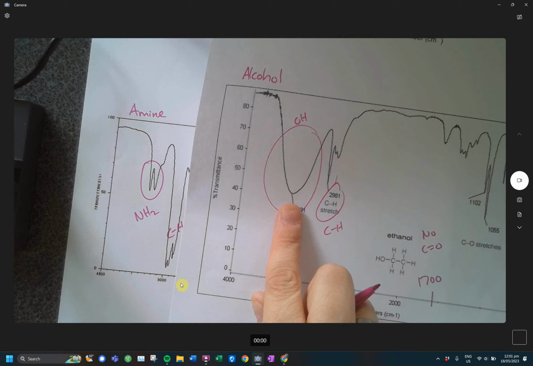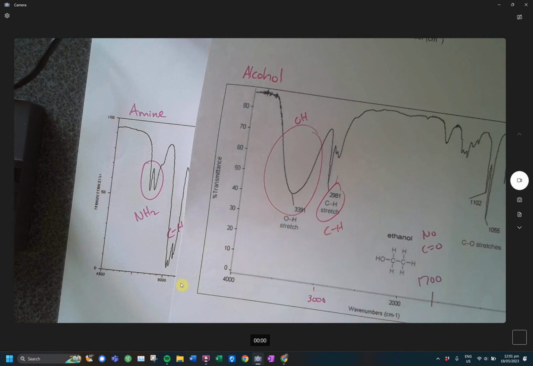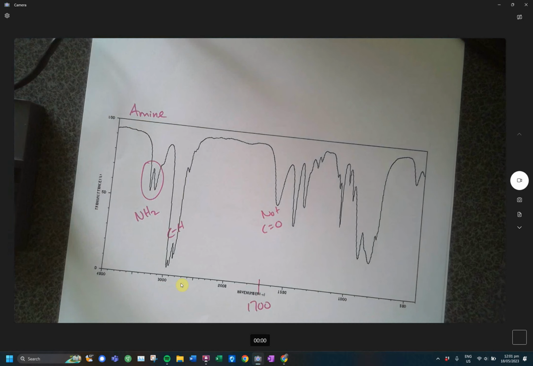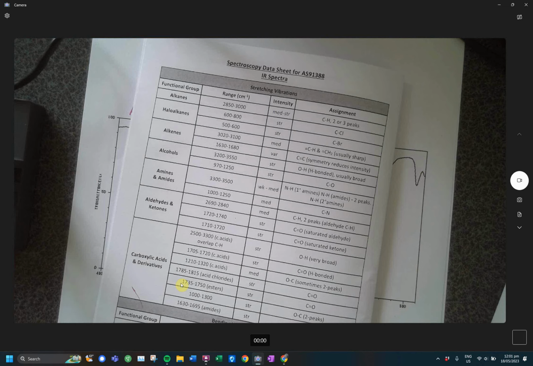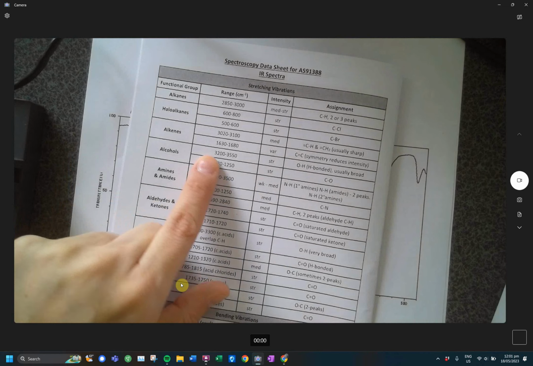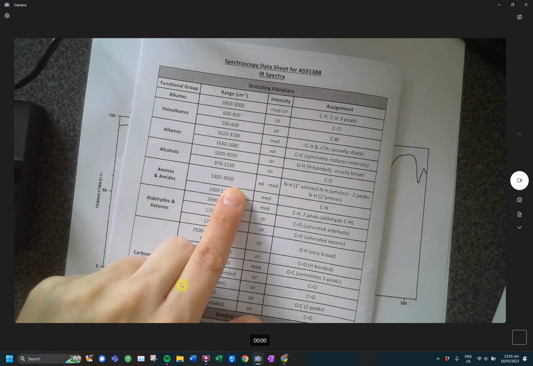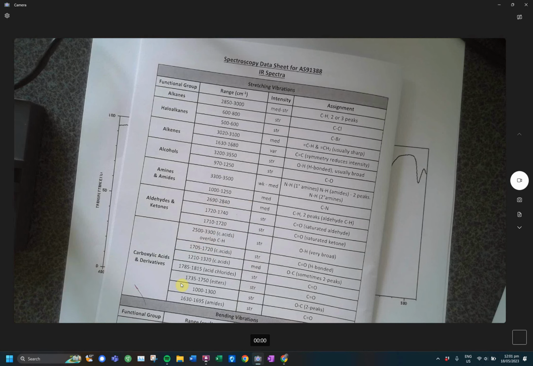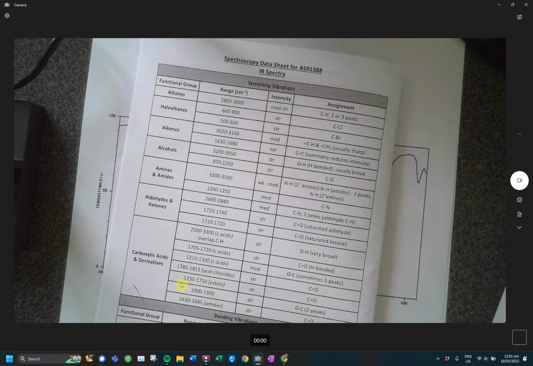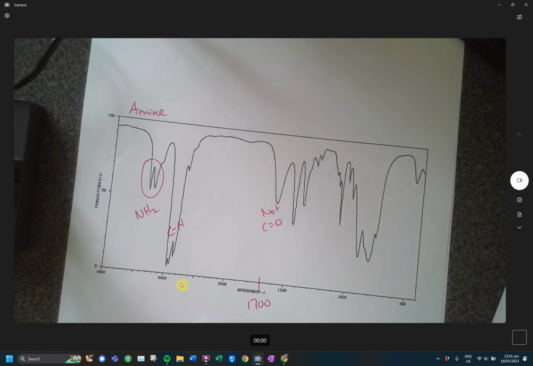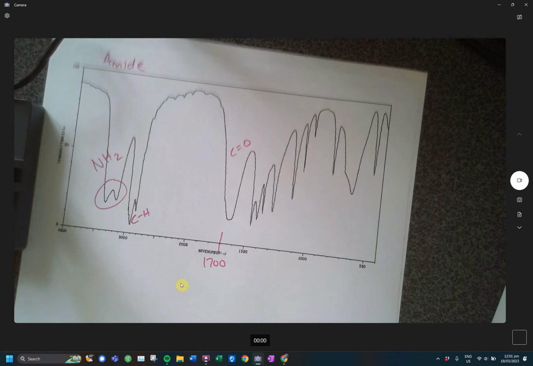They look different. They have overlapping sections though. So if you look at your resource sheet, the alcohol is roughly 3,200 to 3,500, and then the amines are 3,300 to 3,500. So they're roughly in the same ballpark, and so it's really important that you understand the shape of what they're supposed to look like to help distinguish which one's which. There'll also be other hints from the other spectra to help you back it up as well. All right, so that's what that one looks like.